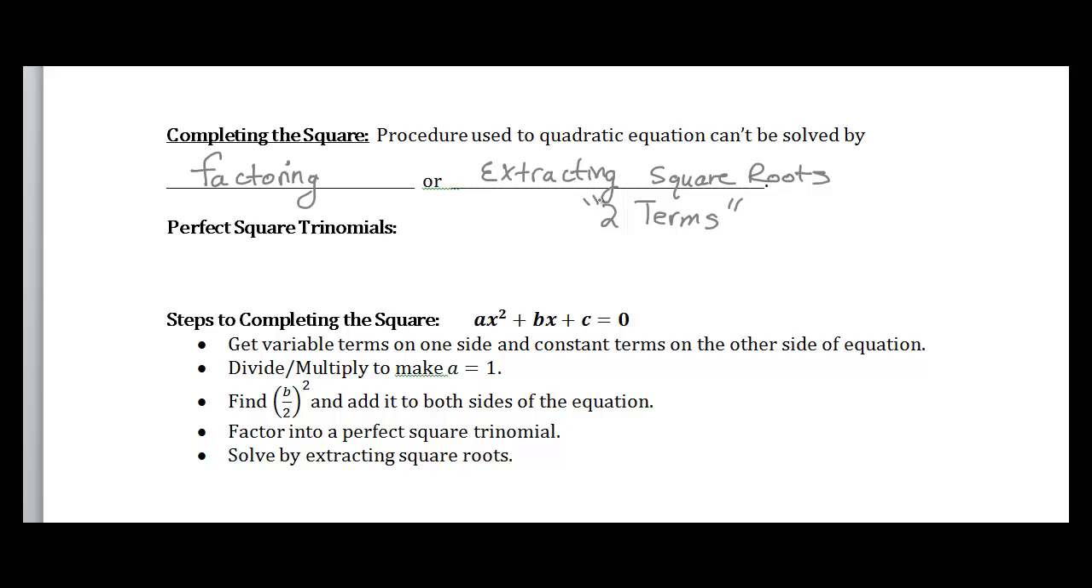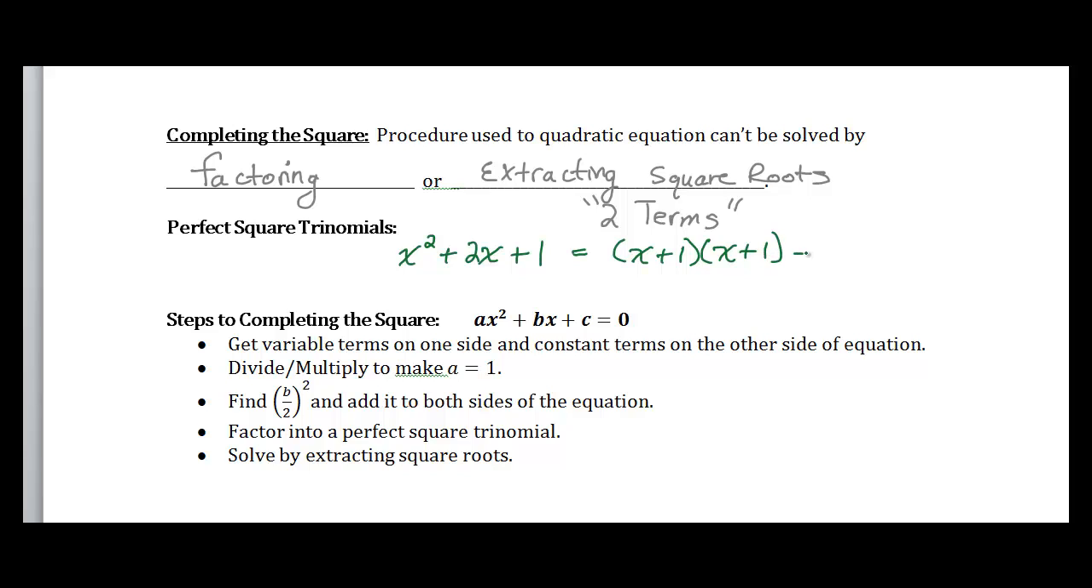Completing the square makes use of what we call a perfect square trinomial. A perfect square trinomial is a trinomial that can be factored into a binomial squared. For instance, let's use another color here. x squared plus 2x plus 1. I'm going to say that this is a perfect square trinomial. And if I wanted to factor that, it would factor into x plus 1 times x plus 1.